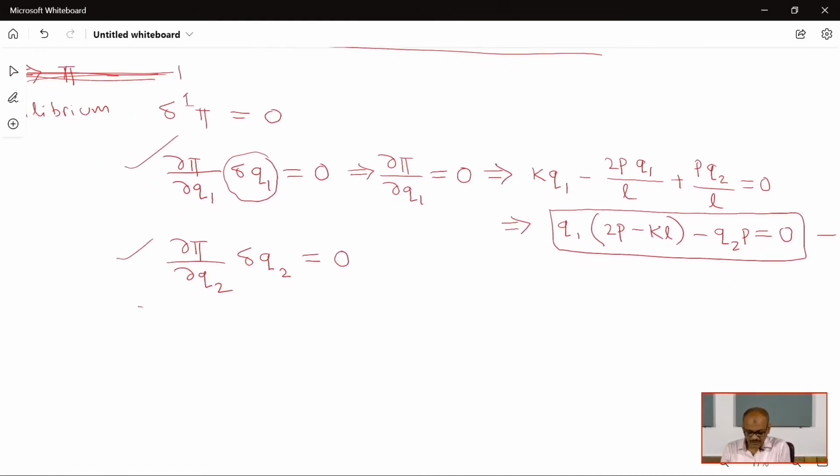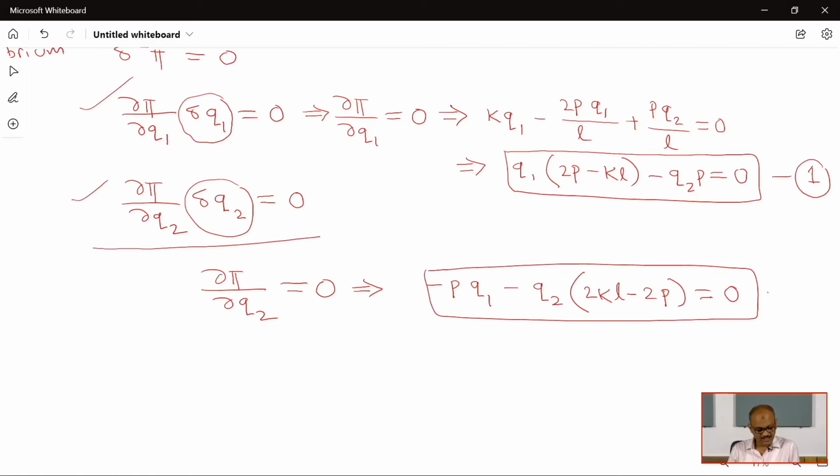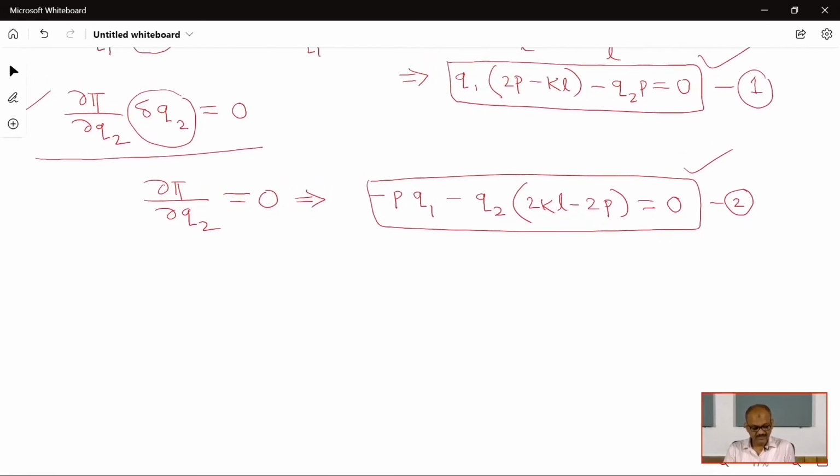And if we follow the expression del pi by del Q2 equal to 0, as delta Q2 cannot be 0, this implies minus P Q1 minus Q2 into 2KL minus 2P, equal to 0. This is the second equation.